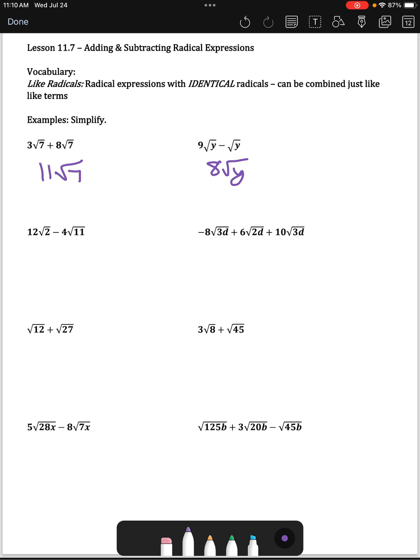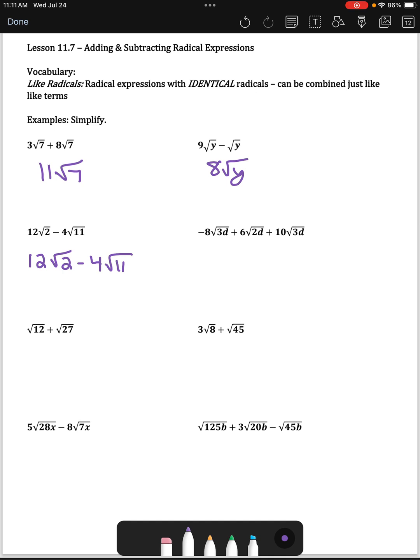In the third example, we have 12 root 2 minus 4 root 11. Those radicals are not identical. That doesn't mean we can't do the problem necessarily, but it does mean we need to try to simplify them if we can. So look at root 2. Well, the only way to make 2 is 2 times 1. No business there. And the only way to make 11 is 11 times 1. So there are no perfect squares hiding here. We can't simplify these. So we can't add these, we can't subtract them. What can we do? All we can do is rewrite the problem. It is already a simplified expression. We can't do anything.